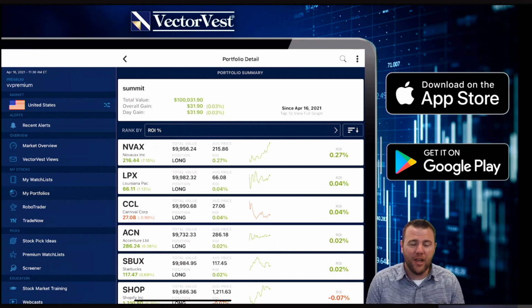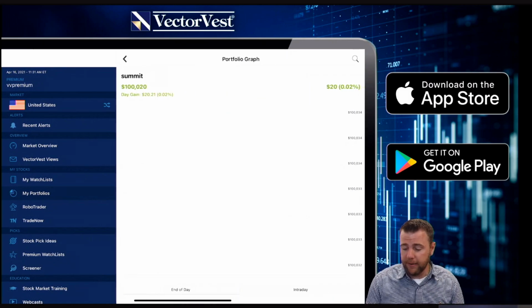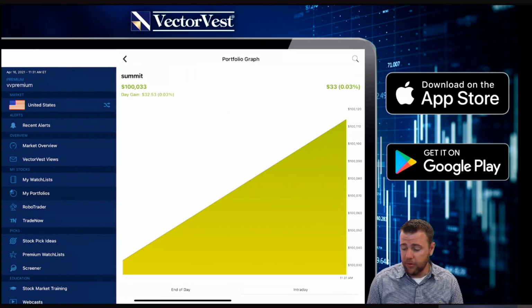But the great thing about the VectorVest portfolios is, unlike a brokerage account, which just gives you your profit, loss, and basic information, this allows you to do a little bit more analysis as well. It gives you an equity curve, which some portfolios don't do. You can see the equity curve of your overall portfolio in real time.